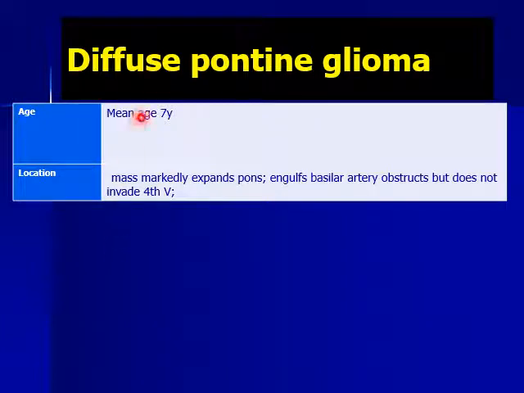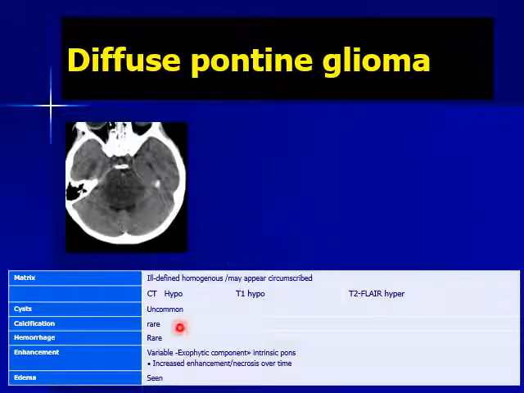Let's start with the first one, diffuse pontine glioma. From the name, it is diffuse, pontine, it involves the pons, and it is a glioma. The mean age of this tumor is 7 years old. It is a mass markedly expanding the pons, so it is located in the pons. And because it is markedly expanding, it may engulf the anteriorly located basilar artery, but doesn't invade the fourth ventricle, and it may obstruct it. Regarding the tissue matrix, ill-defined, homogeneous, and may appear focally circumscribed.